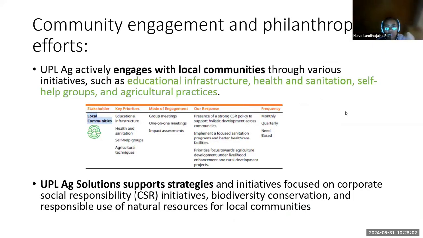And for community engagement and philanthropy efforts, UPLHG actively engages with local communities through various initiatives, such as educational infrastructure, health and sanitation, self-help groups, and agricultural practices. So these are the main key priorities for the local communities driven by the company. And the UPLHG solutions also support strategies and initiatives which are focused on corporate social responsibility initiatives, biodiversity conservation, and the responsible use of natural resources for local communities. Can move.